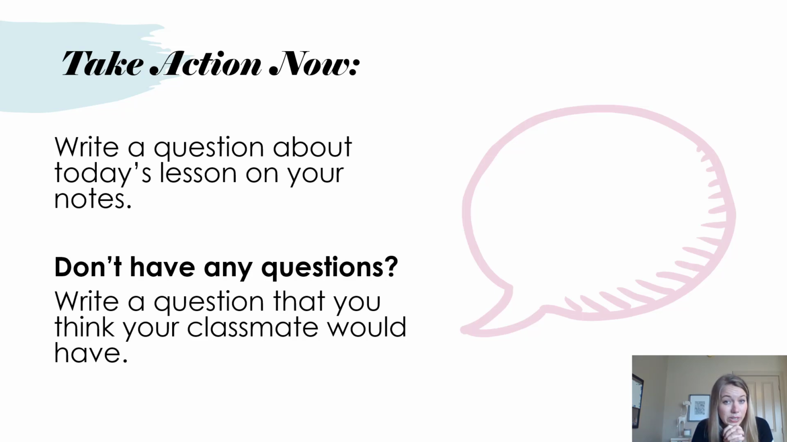Now, don't have any questions? Maybe you quizzed yourself and you got all 7 right? Congrats, you can still do the same thing. Look at your list of 7. Think about which one you found most complicated or confusing, and that's where you want to target your question. Just instead, you're writing a question that you think your classmate probably has. You're evaluating what is most confusing or complicated, where is someone else most likely to need help.